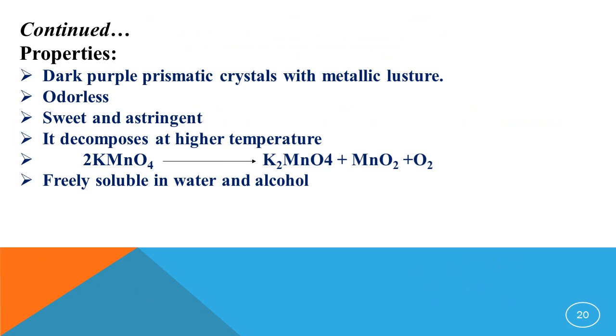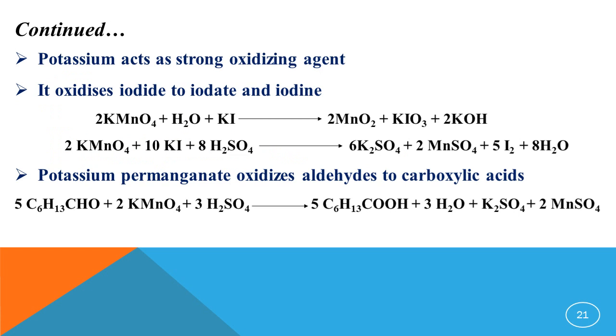Potassium permanganate occurs as dark purple prismatic crystals with a metallic luster. It is odorless and has a sweet and astringent taste. It decomposes at a higher temperature, that is at 240 degrees Celsius, to form potassium manganate, manganese dioxide and oxygen. Potassium permanganate is freely soluble in water and alcohol. It acts as a strong oxidizing agent involved in various oxidation reactions.